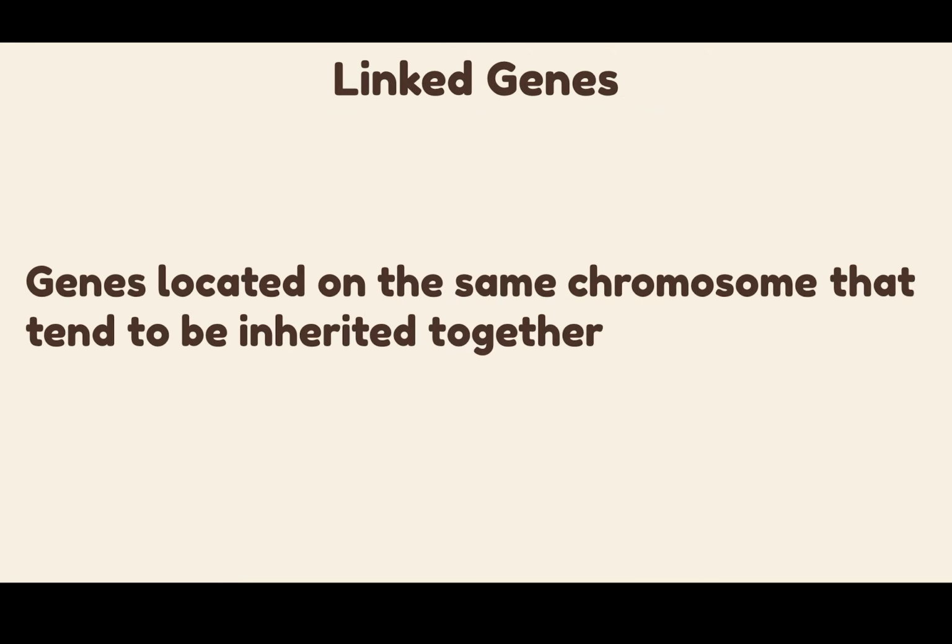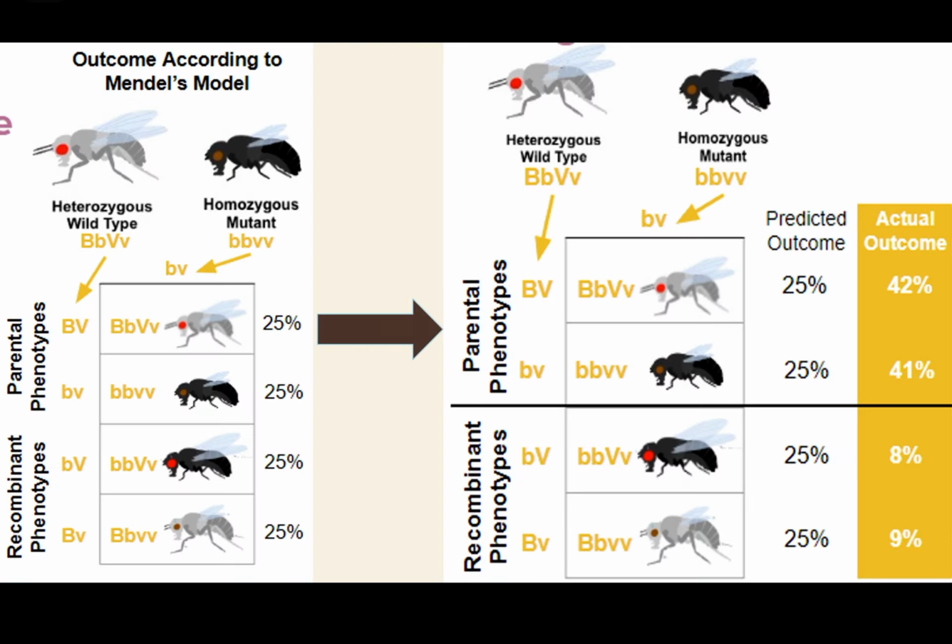And then we have linked genes, which is when genes are located on the same chromosomes that tend to be inherited together. So linked genes, they don't assort independently because of their close proximity, and they tend to pass as a unit to the gametes.